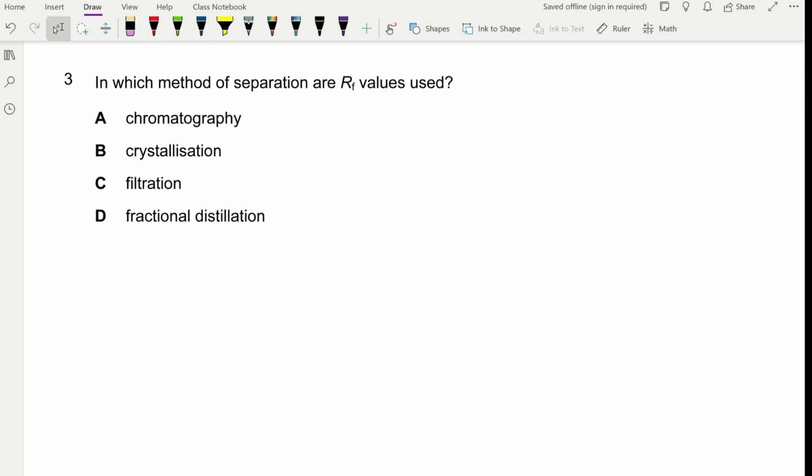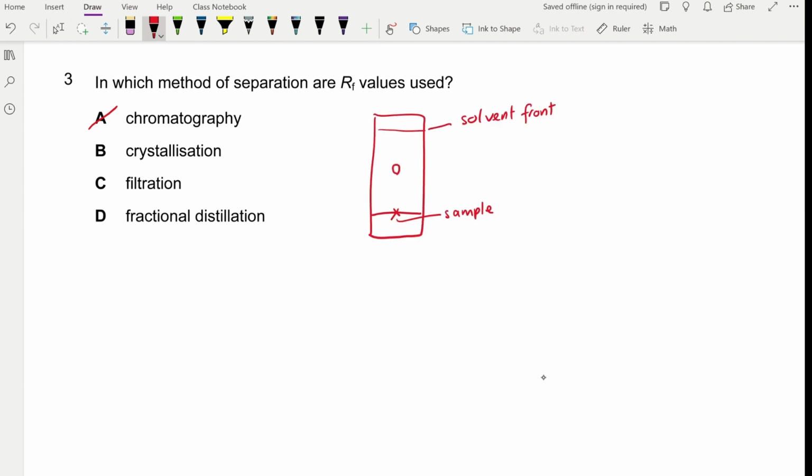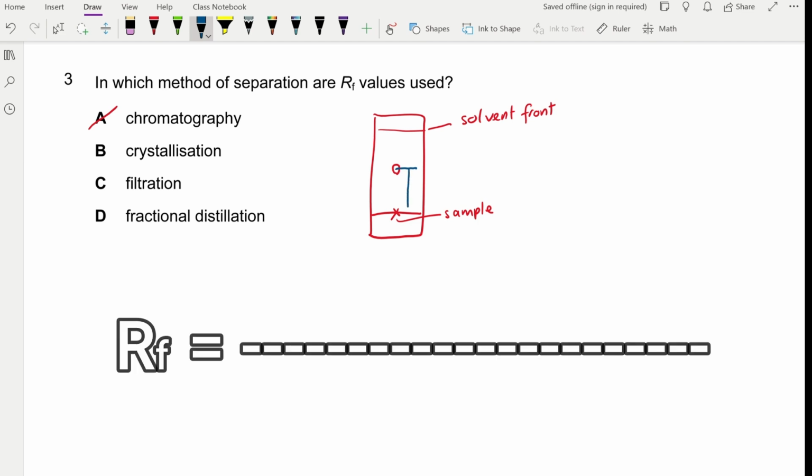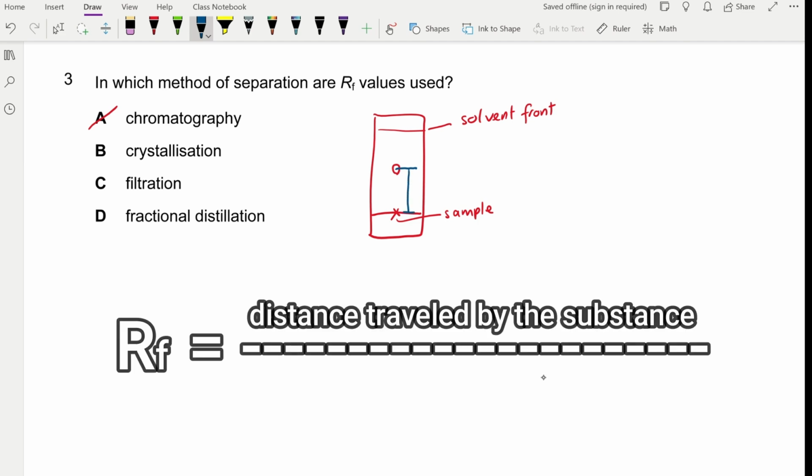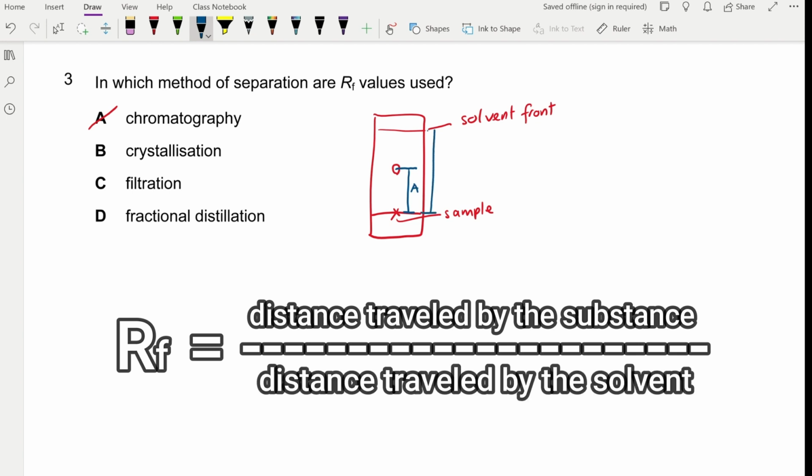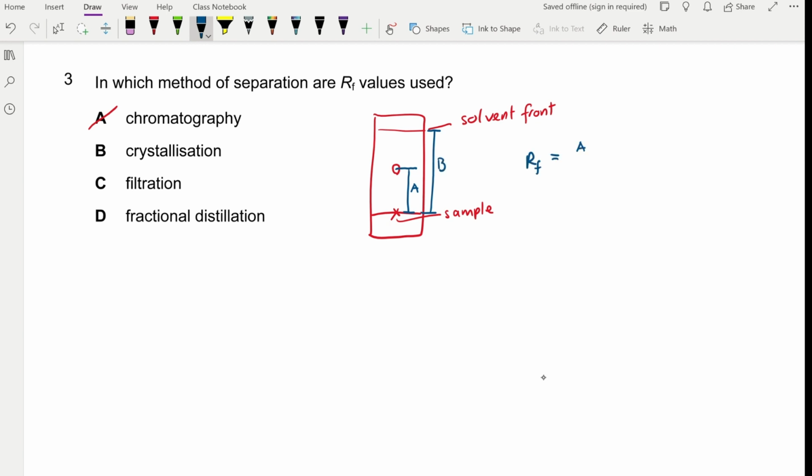Question 3. In which method of separation are RF values used? RF values are used in chromatography, like for example in paper chromatography. For example, we have one sample that gives only one dot. So the RF value of this substance here is just the distance traveled by the substance, let's call this A, divided by the distance traveled by the solvent, let's call this B. So RF value is A divided by B.